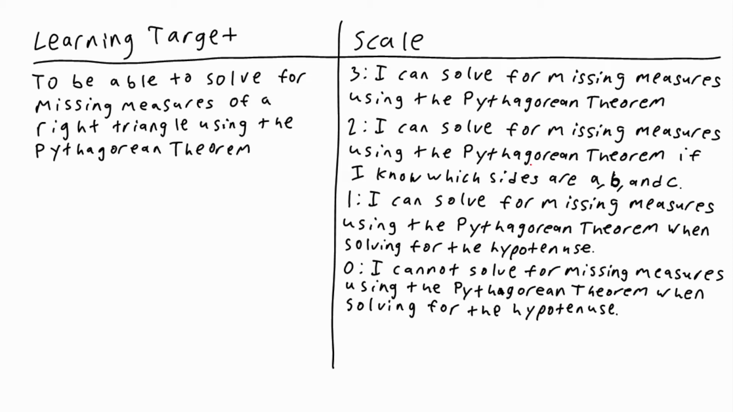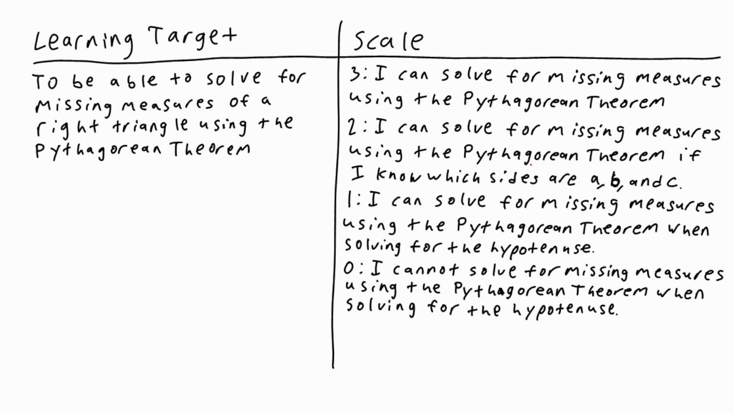That's right. The learning target for today is to be able to solve for missing measures of a right triangle using the Pythagorean theorem. 3, you can solve for missing measures using the Pythagorean theorem. 2, you can solve for missing measures using the Pythagorean theorem if you know which sides are A, B, and C, like they're previously labeled. 1, you can solve for missing measures using the Pythagorean theorem when solving for the hypotenuse. And 0, you cannot solve for missing measures using the Pythagorean theorem when solving for the hypotenuse.